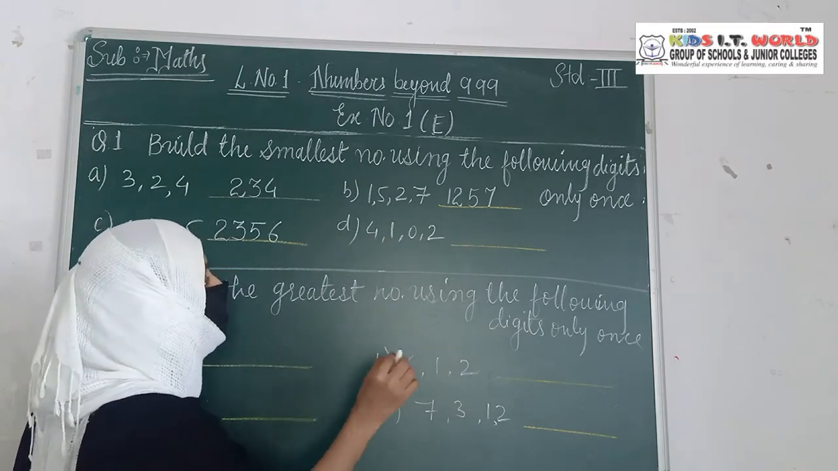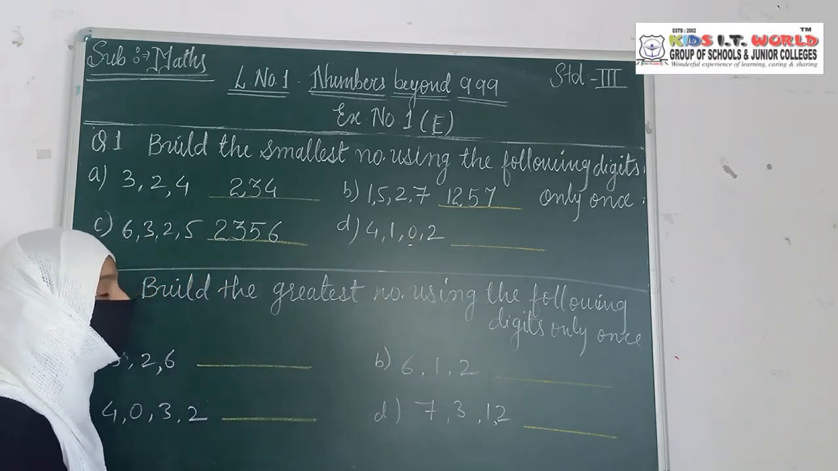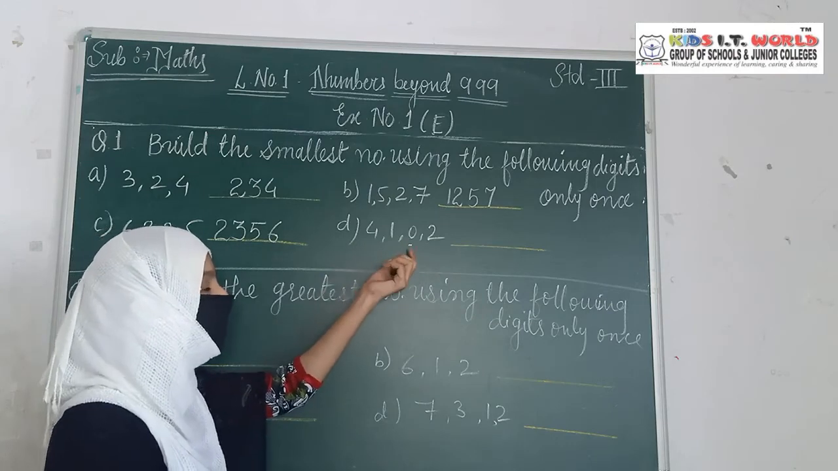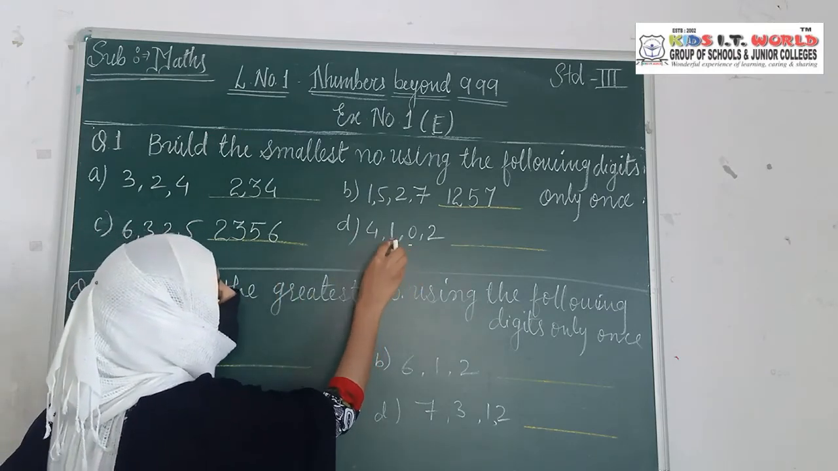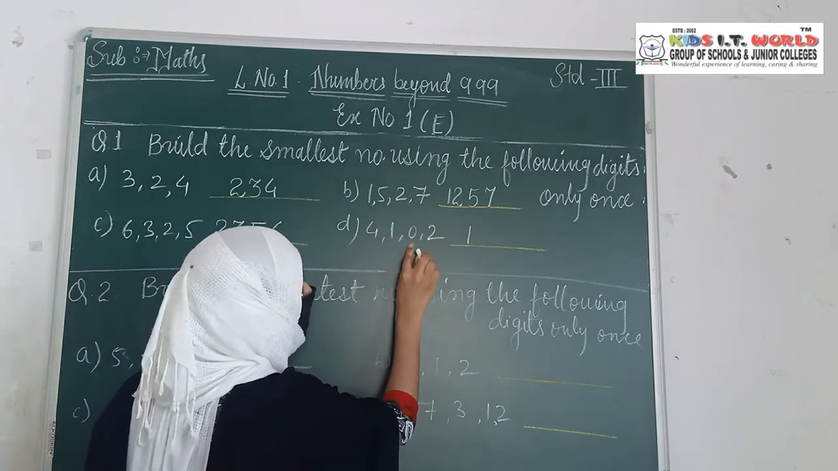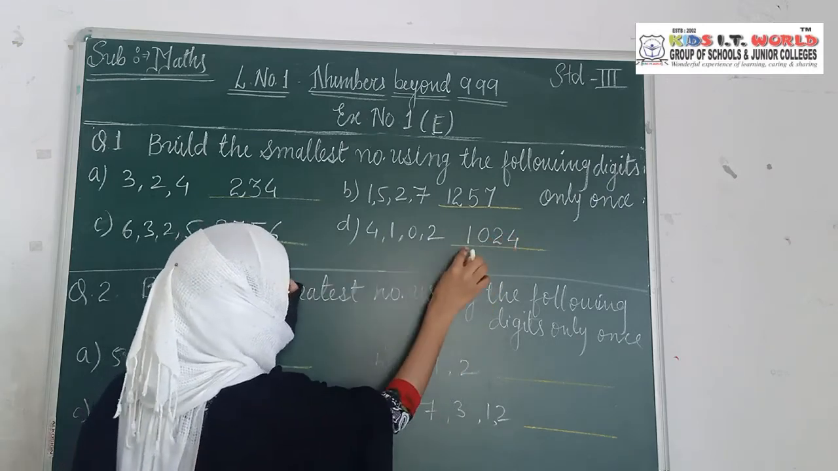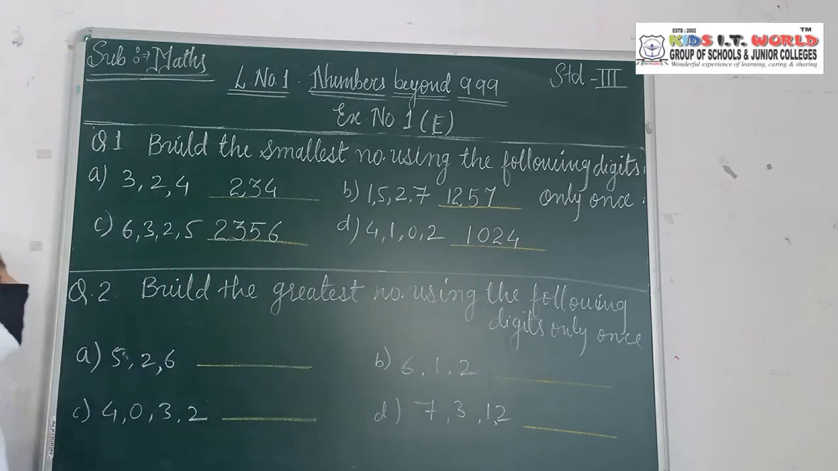In the same way, here 4, 1, 0, 2. Here the smallest number is 0. But remember students, we can't start any number with 0. Means here the smallest number is 0, but we cannot start any number with 0. So which number is bigger than 0? 1. So first we will take 1, then 0, then 2, and then 4. So from this we got the smallest number 1024. In this way you have to build the smallest number.